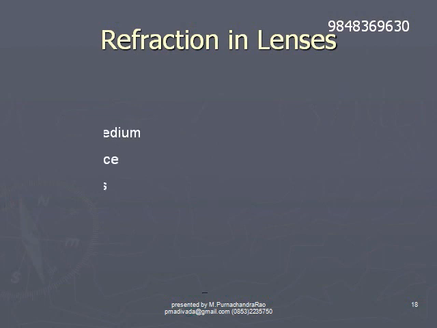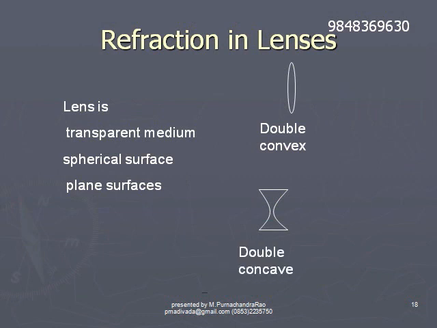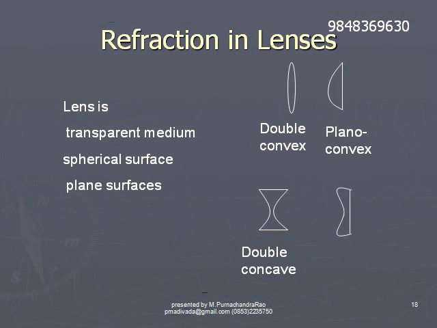Now our aim is to study about the nature of lenses. First, what is a lens? A lens is made of a transparent medium like glass, and it is bounded by a spherical surface, or both spherical surfaces, or a spherical surface and a plane surface.